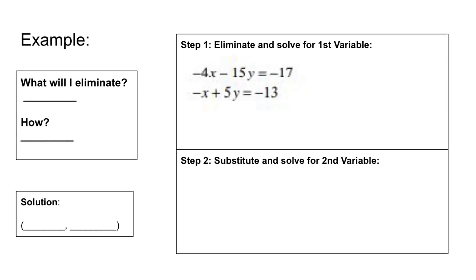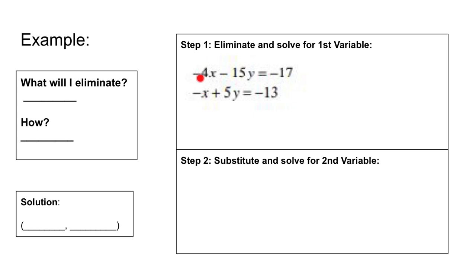All right, let's take a look at another one. Here I have a negative 4x and an x. They don't match. And then I have a negative 15y and a 5y. They don't match. So I've got to change this into something that will. Again, entirely my choice, but you want to go with whatever's the easiest to do.